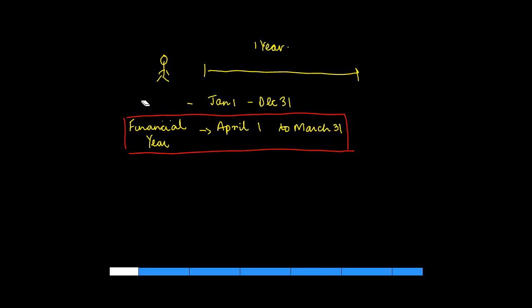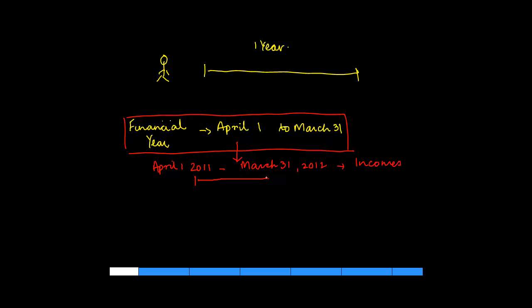So what happens is while computing income tax, every person will go and see what have I earned during this particular period. So let's say, for example, a person during April 1, 2011 to March 31, 2012 earned certain incomes. So this particular period during which he earned income for income tax purposes is known as the previous year.